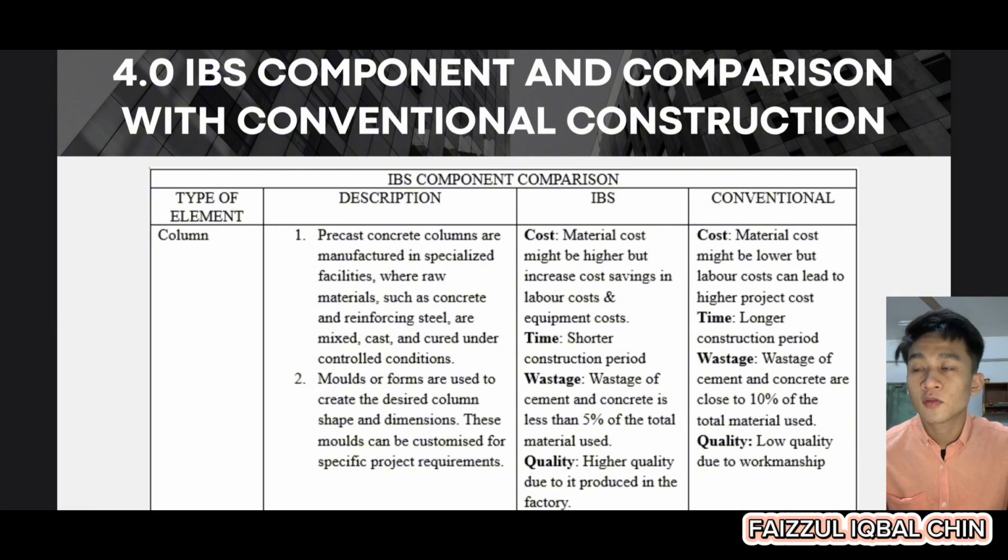The description of column: precast concrete columns are manufactured in specialized facilities where raw materials such as concrete and reinforcing steel are mixed, cast, and cured under controlled conditions. Number 2, molds or forms are used to create the desired column shape and dimension. This mold can be customized for specific project requirements.